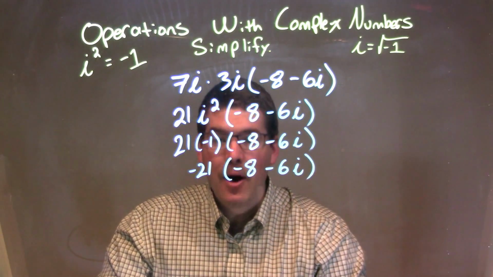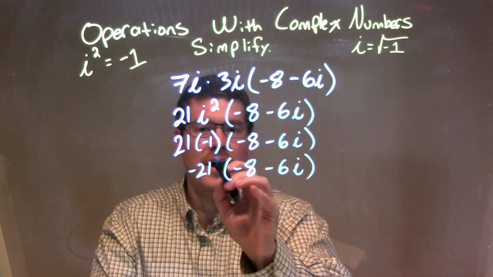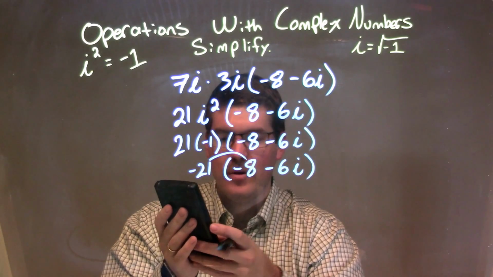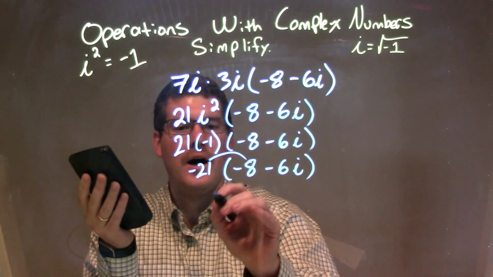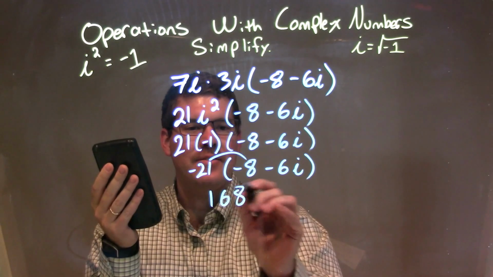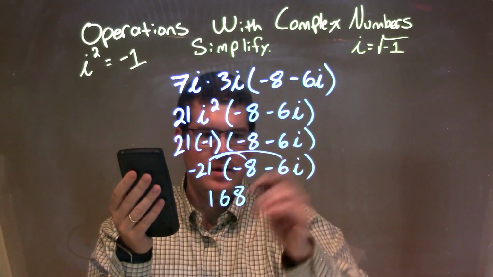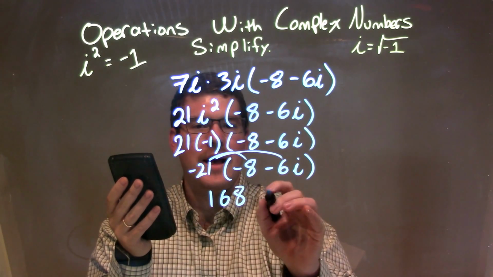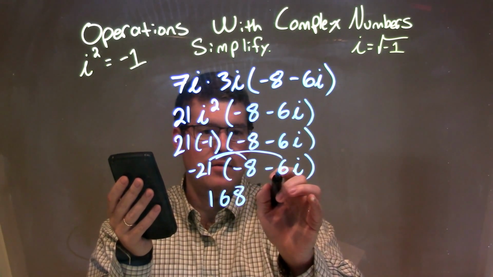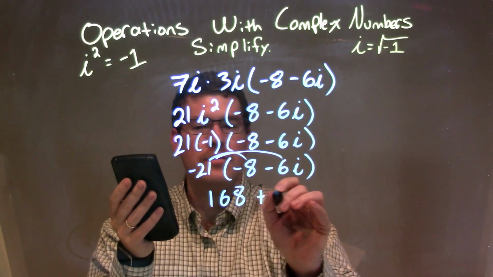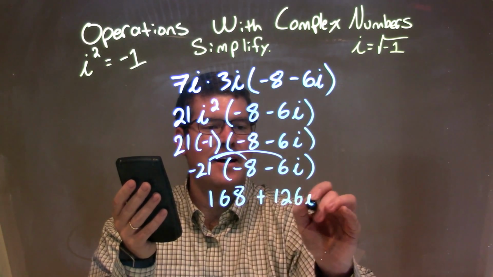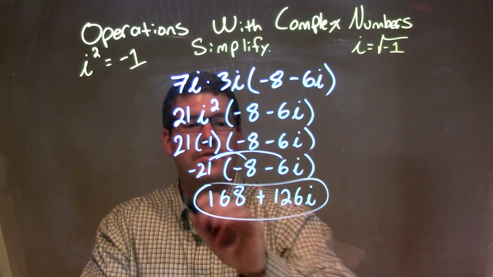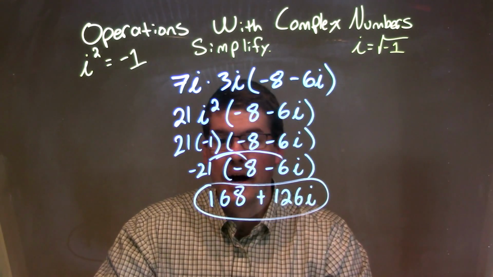Okay. So now we can distribute that negative 21 inside. Negative 21 times a negative 8 comes out to be a positive 168. And we distribute the negative 21 times that negative 6i. Negative 21 times a negative 6i is a positive 126i. And there we have it. Our final answer here is just 168 plus 126i.